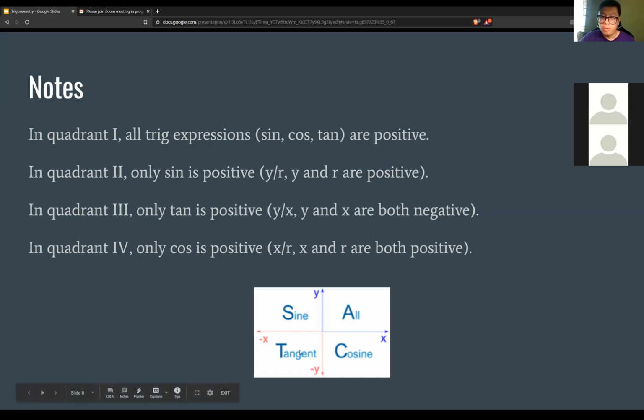And now in quadrant 4, so negative y and positive x, the bottom right corner, only cosine is positive because x and r are the only values that are positive. I shouldn't say side lengths, I should say values. So give me a thumbs up if you understand these points right here.